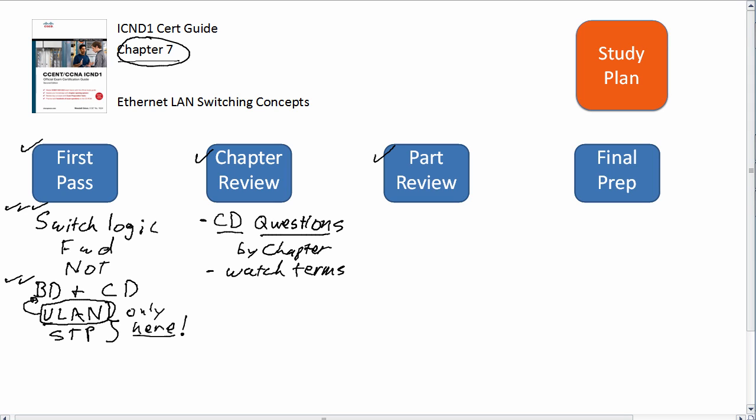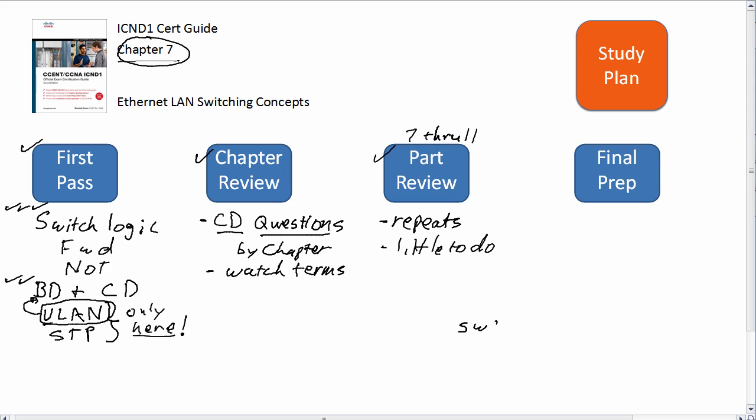Now, when you finish the part, which is after chapter 11, there's not a lot more to do as far as this chapter goes, per se. If you've reviewed it at the end of the chapter, you're going to get reminded of most of the concepts as you walk through chapters 8, 9, and 10, or at least you'll have opportunities to think about this stuff again. So a lot of this information is going to repeat, but you might at least do the questions again, watch for terms, but not a lot to do here at this step.